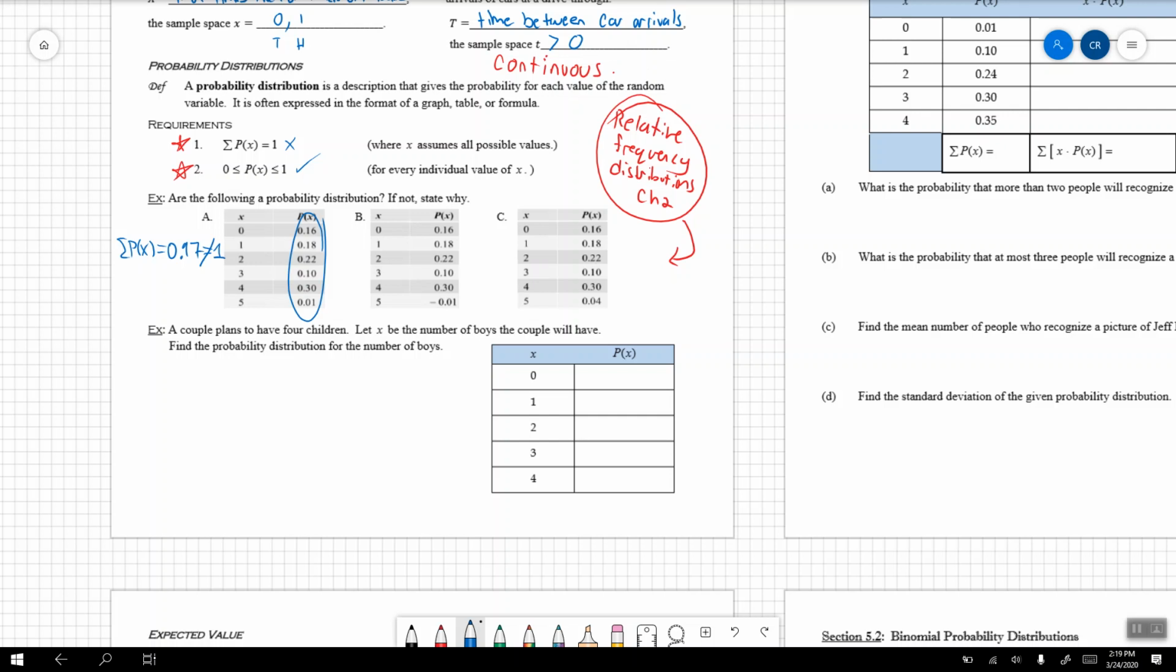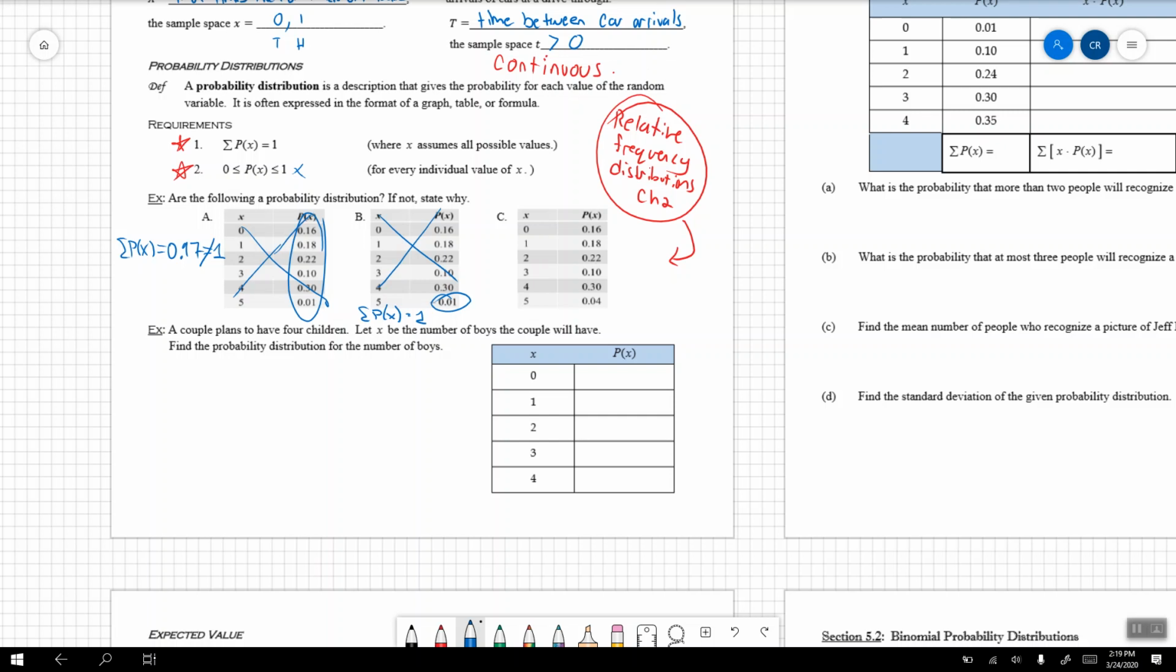Part B. Looking at part B, we can see that if we add them all together, the sum will be equal to 1. So the probability of all of these added together is 1. However, this probability does not meet the other requirement because it's negative. It falls outside of the interval, which means this probability is no good.